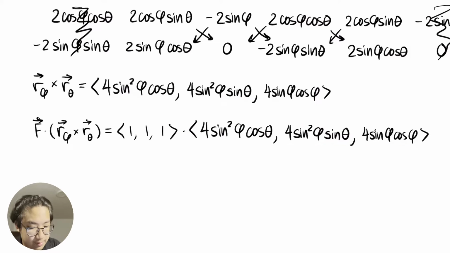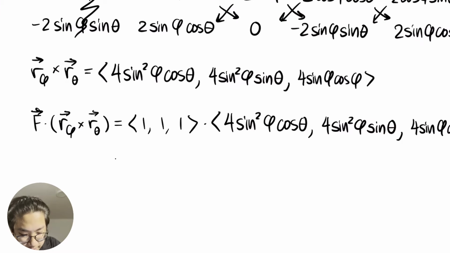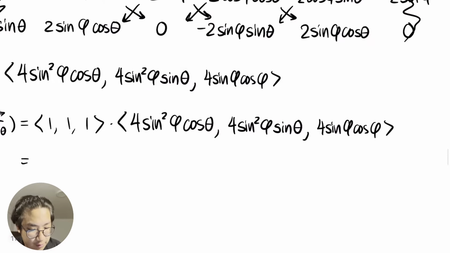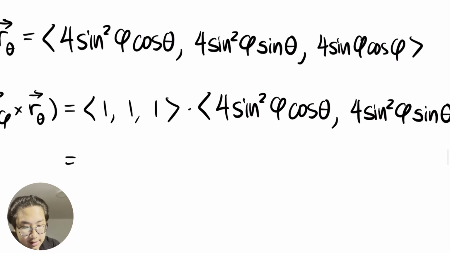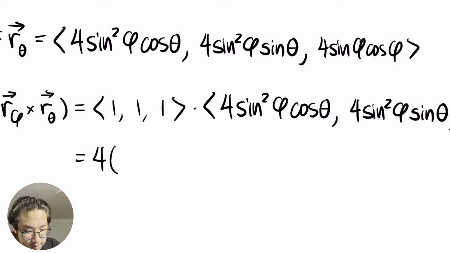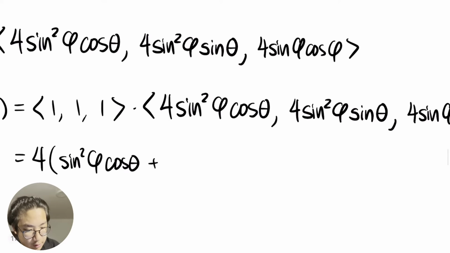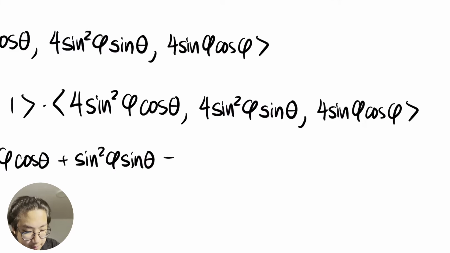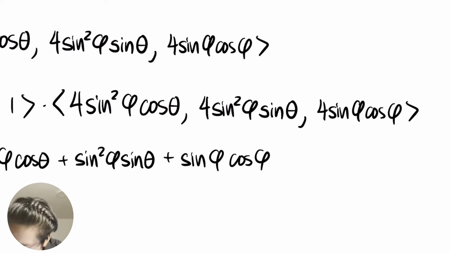And in this case, you'll notice that we're just basically adding each of these component-wise. So we have the following. Actually, before I go on, notice we can just factor out the 4, and then we'll have each of these on the inside being added. So we have 4 times sine squared phi cos theta, plus sine squared phi sine theta, and then sine phi cos phi. Let's make sure we're good up to this point, and we are.